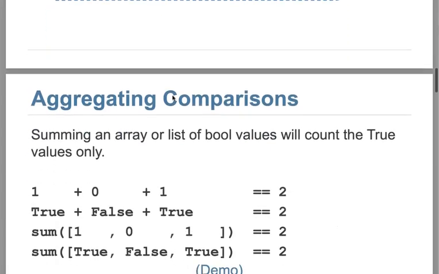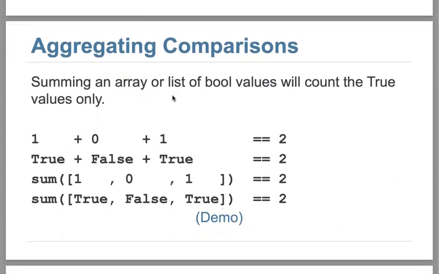Before we do some demonstration, let's talk about aggregating comparisons. Summing an array or list of bool values will count the true values only.